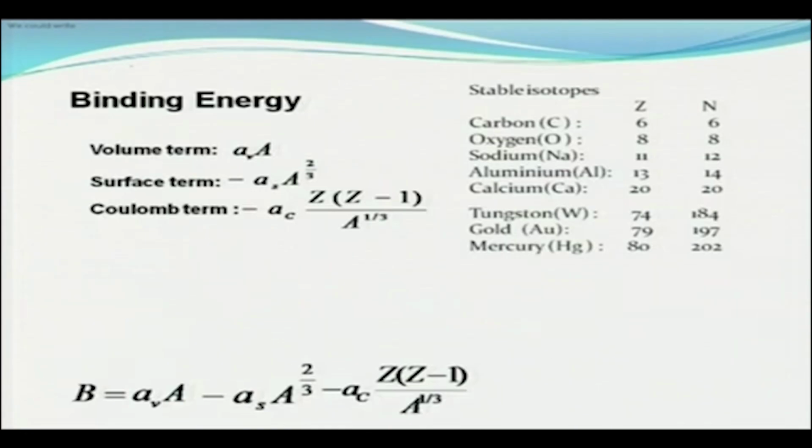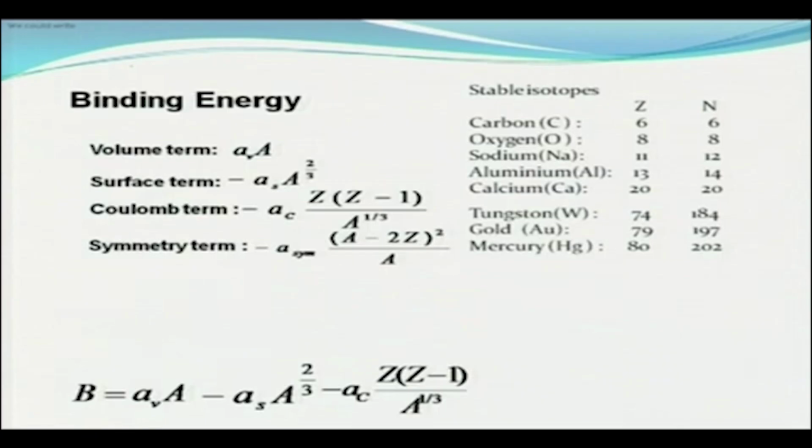Again, here we see that the Z value is not the same as the N value. The number of neutrons is almost double the number of protons. This is true with almost all the heavy nuclei. So, to take into account this observation, a term is added which is called the symmetry term, expressed as (A minus 2Z) power 2 divided by A.